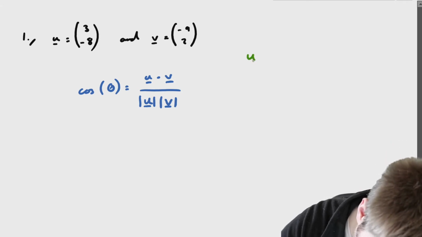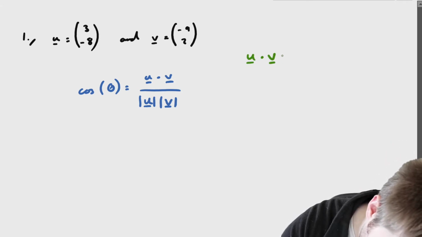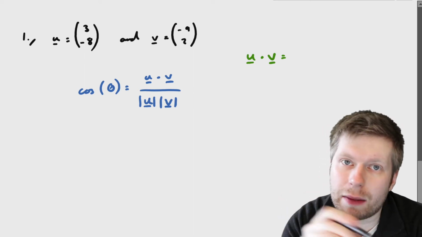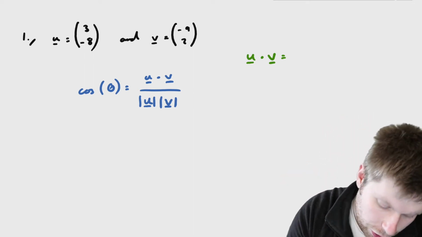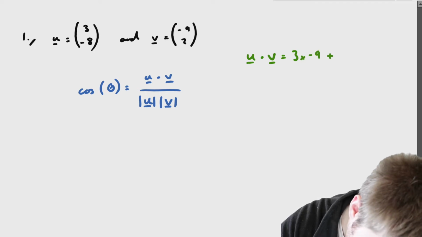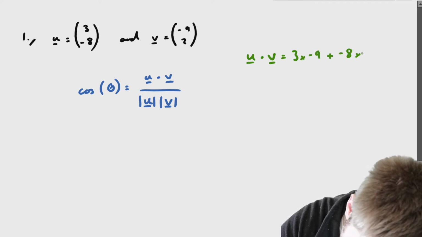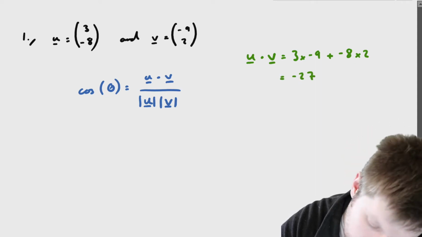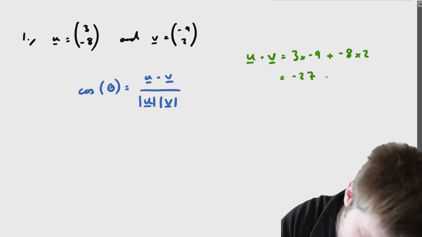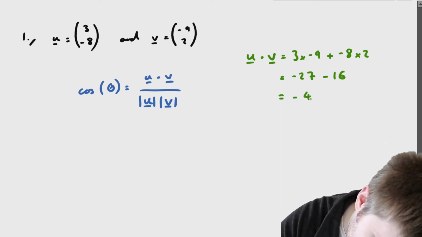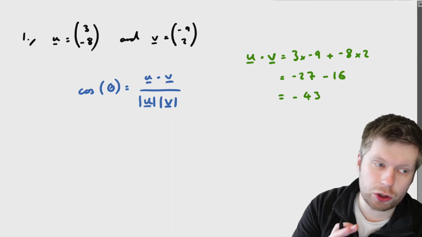So let's first of all find u dot v, the dot product of u and v. That's nice and easy. I just simply multiply the corresponding elements together and then add them. So 3 times -9 added to -8 times 2. So if I work this out, well, 3 times -9, that's -27, and then -8 times 2, that's -16. So therefore, this should come out as -43. Okay, cool. So that's my dot product.